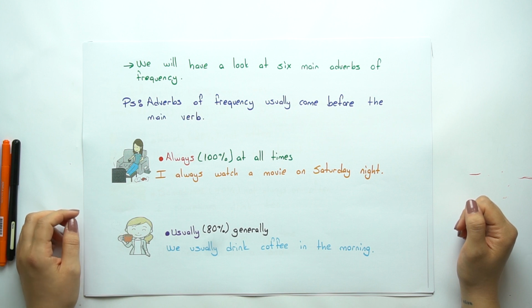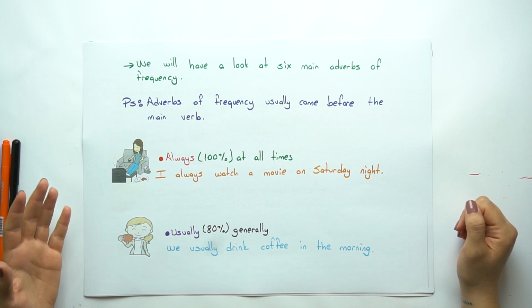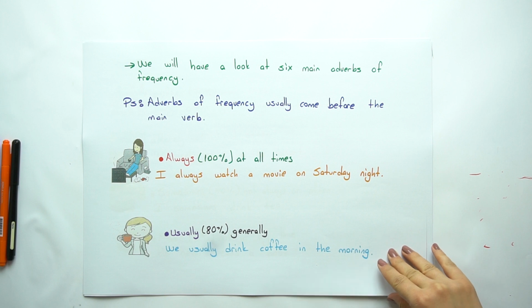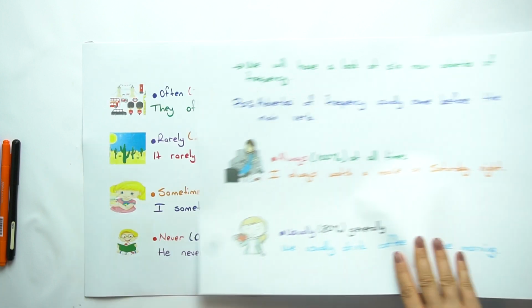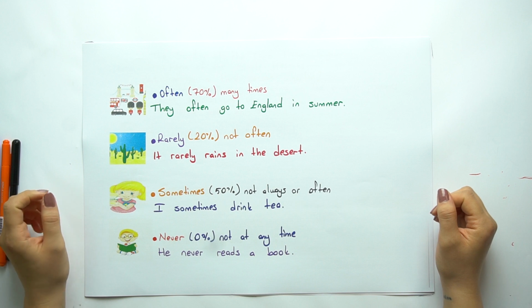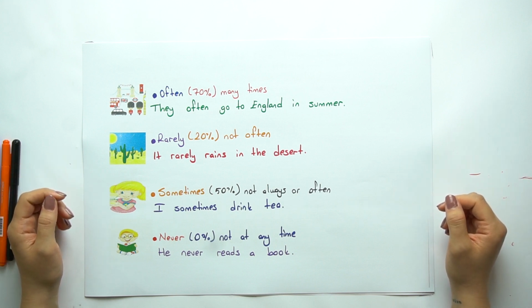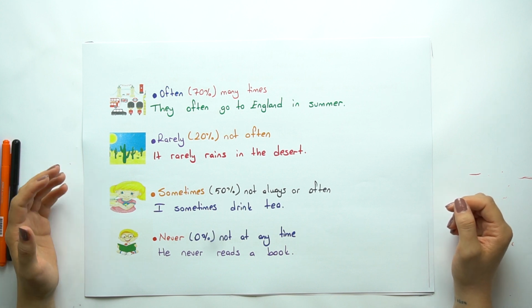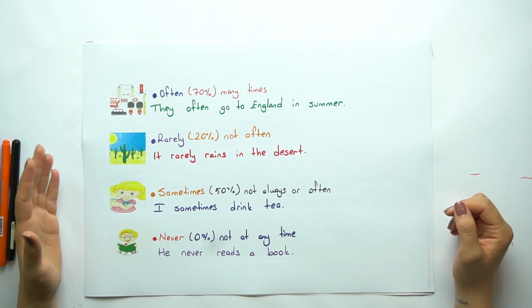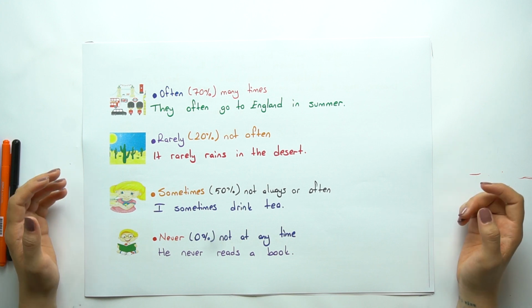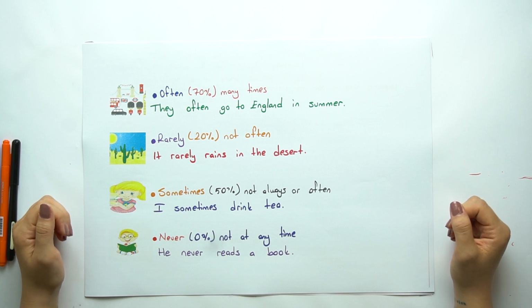Other one is usually. Usually means generally. We usually drink coffee in the morning. Next one is often. It means many times. They often go to England in summer. So that means they go to England in summer many times. Rarely. That means not often. Okay, so it rarely rains in the desert.